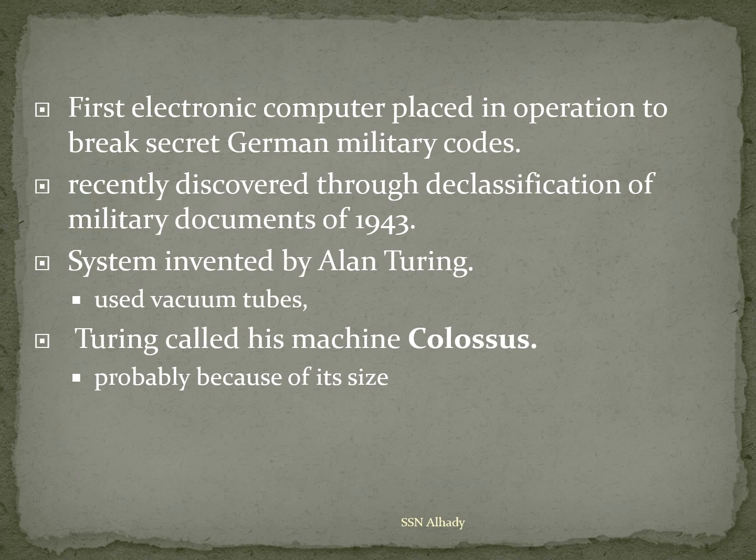A system invented by Alan Turing used vacuum tubes. This is the start of the transistor era. Actually, Alan Turing was also the one involved directly with the intelligence system. Turing called it the machine Colossus, probably because of its size. When you use vacuum tubes, it becomes larger.